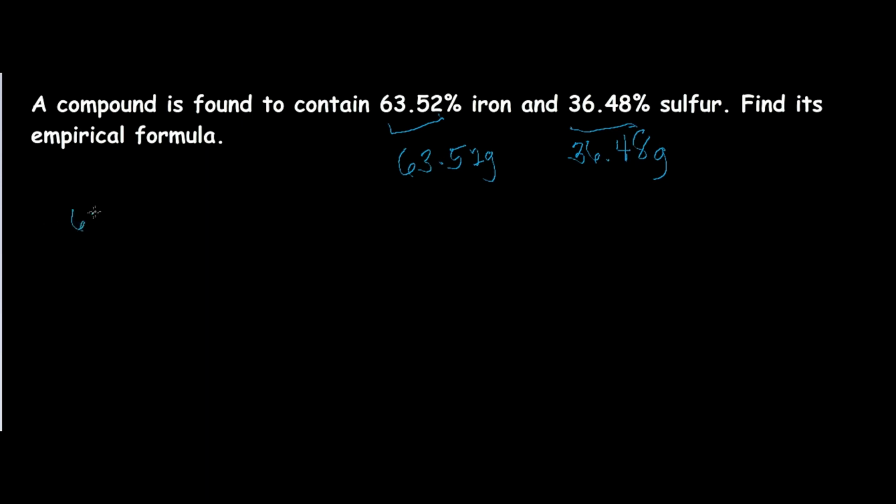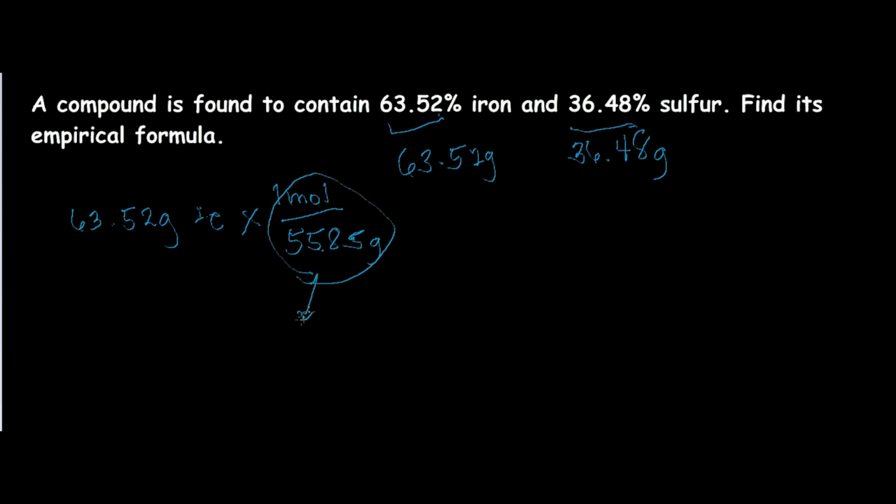So 63.52 grams of iron times 1 mole over 55.85 grams. This is the molecular mass. You have to get this from the periodic table. So canceling the units, you will get 1.137 moles of iron.